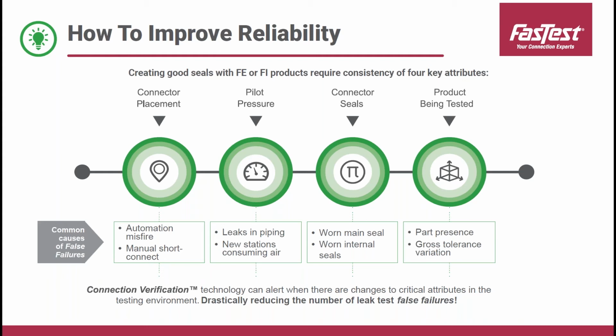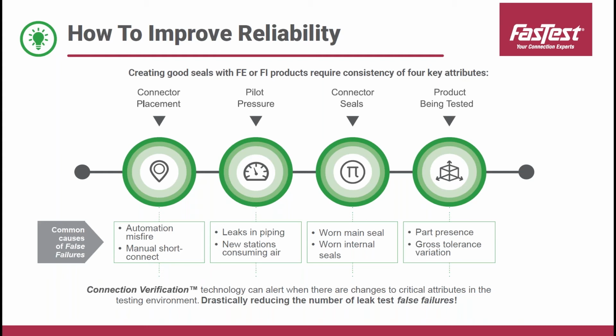Over time, they wear, and that will cause the piston travel to change. But that also provides us the ability to recognize when that piston travel's reached its maximum limit and create a worn seal alert. So I know that's a big problem with many of our customers in FE and FI products. When a seal wears out, you start to get the false failures, signaling a failed product when it's really not the product, it's actually the test system that is leaking.